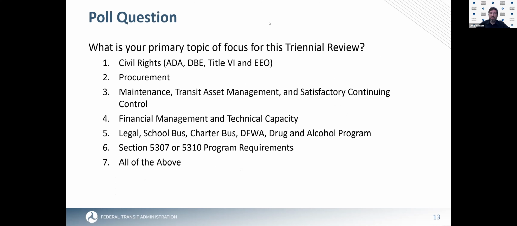So we have a few buckets of review topics here. The first is civil rights. That includes ADA, DBE, Disadvantaged Business Enterprise, Title VI of the Civil Rights Act, and EEO, Equal Employment Opportunity. Or maybe it's procurement. That's probably what I would select. Or perhaps the maintenance bucket of topics. So that's maintenance, transit asset management, satisfactory continuing control. Or maybe it's financial management and technical capacity.